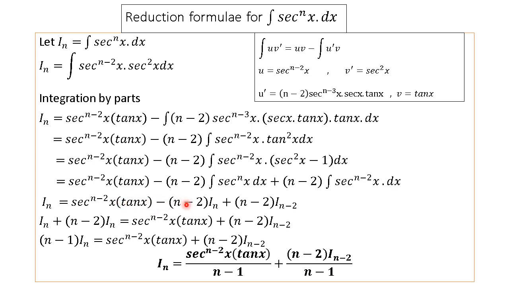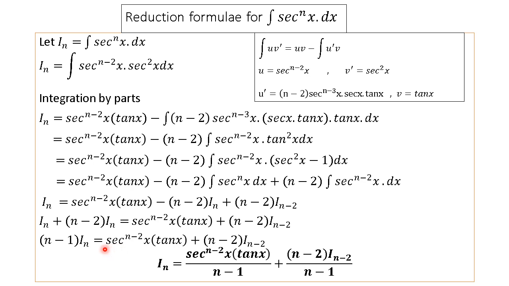In the next step, what we have to do here is shift minus of n minus 2 into I_n to the LHS. After shifting, minus of n minus 2 into I_n to the LHS becomes plus. Remaining terms are as it is. In the next step, take I_n common on the LHS: I_n into 1 plus n minus 2. 1 plus n minus 2 is n minus 1, into I_n. Remaining terms are as it is.